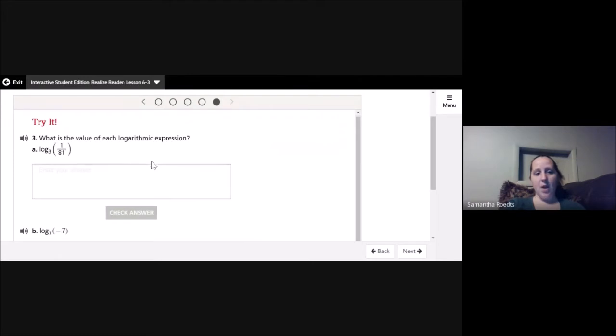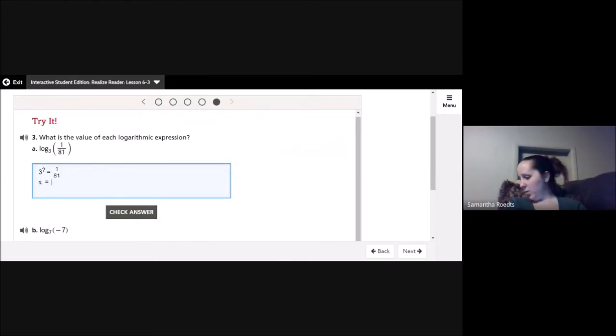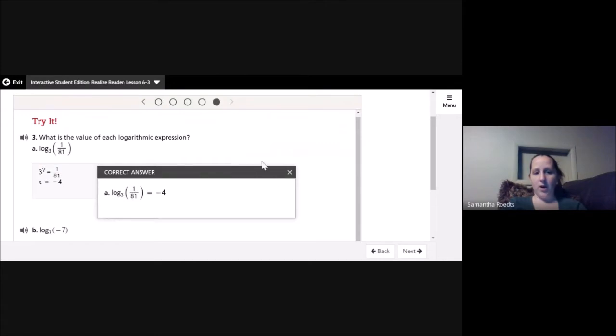So let's try it. What is the value of each logarithmic expression? Log base 3 of 1 over 81. So think, 3 to the what power equals 1 over 81? Well, in this case, x is going to equal -4. So 3 to the -4th gives me 1 over 81.